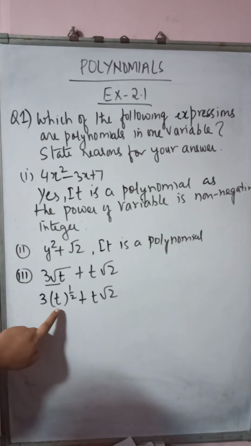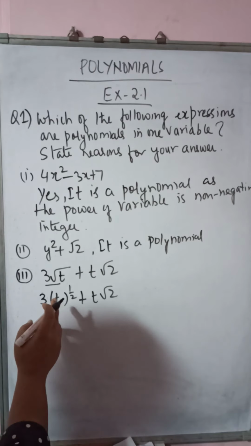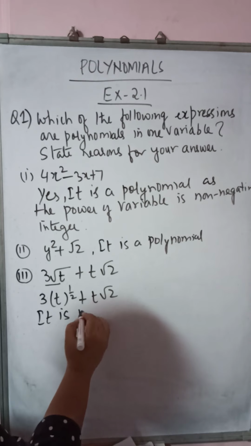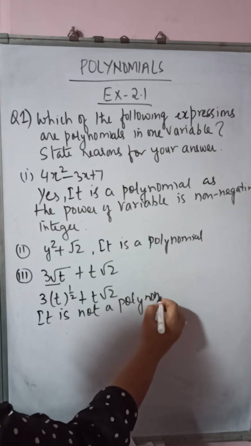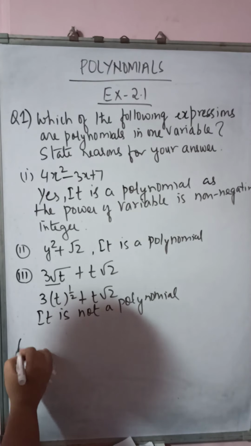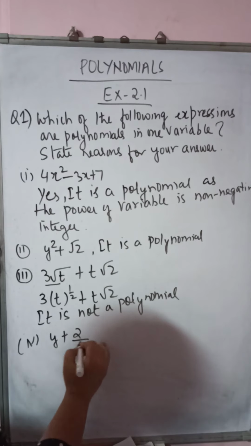Now this power of the variable is not a natural number. So this is not a polynomial. The power of the variable should be a natural number, meaning 1, 2, 3 and so on. Fourth one, y plus 2 by y.